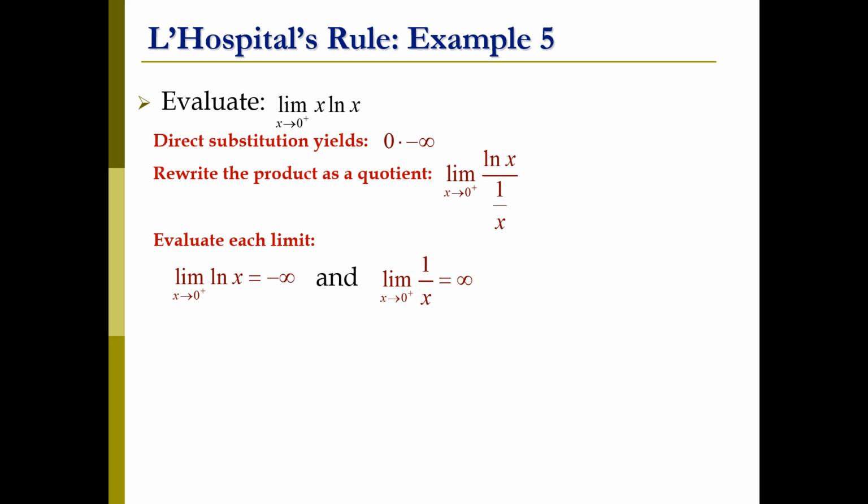We're going to evaluate the numerator and the denominator individually as x approaches 0 from the right. The limit as x approaches 0 from the right of ln of x is equal to negative infinity, and the limit as x approaches 0 from the right of 1 over x is infinity.